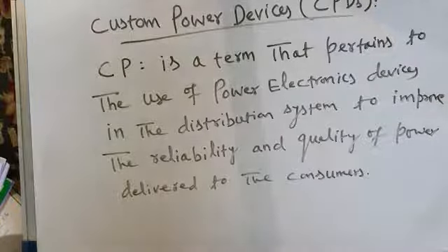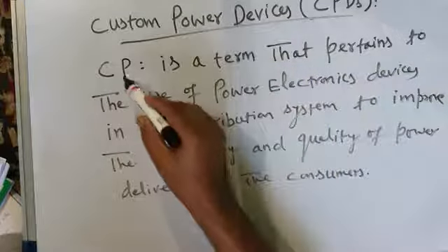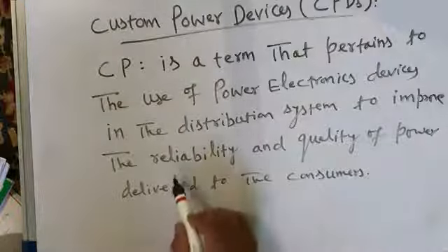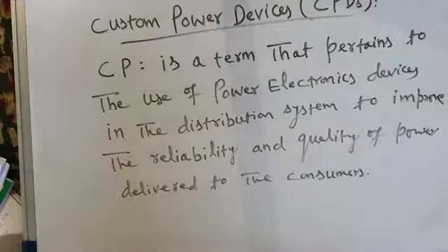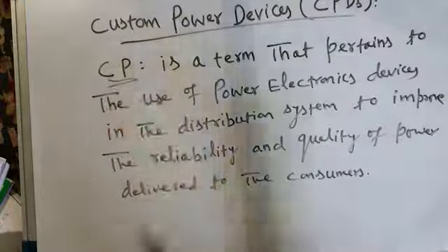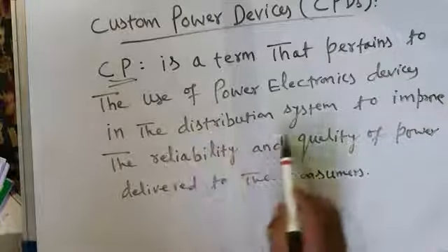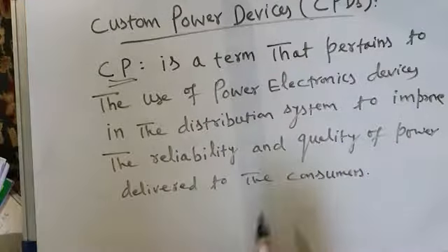So whatever types of power quality issues or problems we have been discussing over the last 3 to 4 lectures, these power electronic devices which are used in custom power technology take care of all these power quality problems, and they ensure reliable and high quality power delivered to the customers. Now, this is about custom power. Therefore, custom power is a term, or a technology, that uses power electronics devices in the distribution system to improve the reliability and quality of power delivered to the consumers.